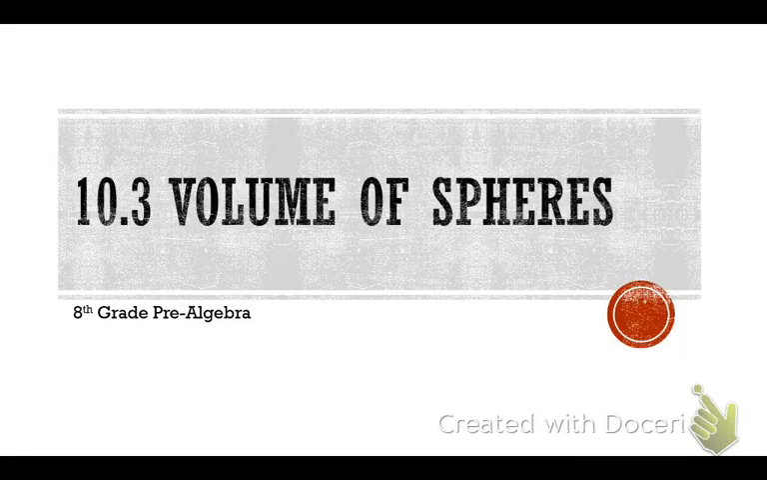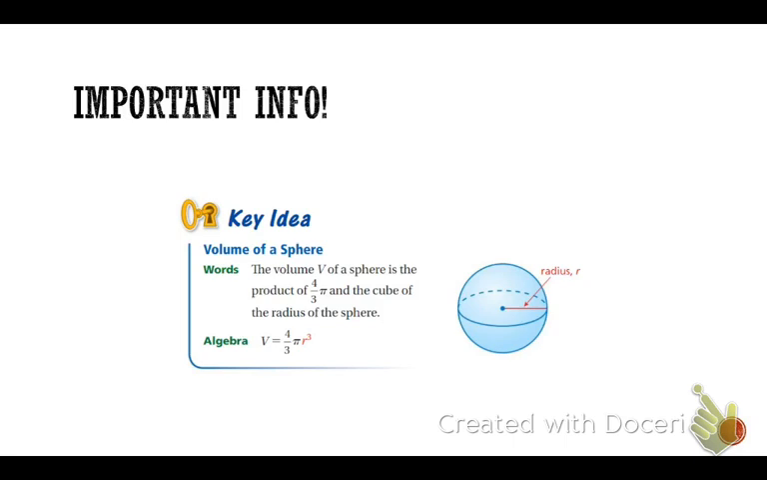So today we're in section 10.3, volume of spheres. It's really the last kind of figure that we're going to focus on. We did cylinders, we did cones, and now we're doing spheres. Okay, well the first thing you need to know is your formula. V equals 4/3 pi r to the third power.